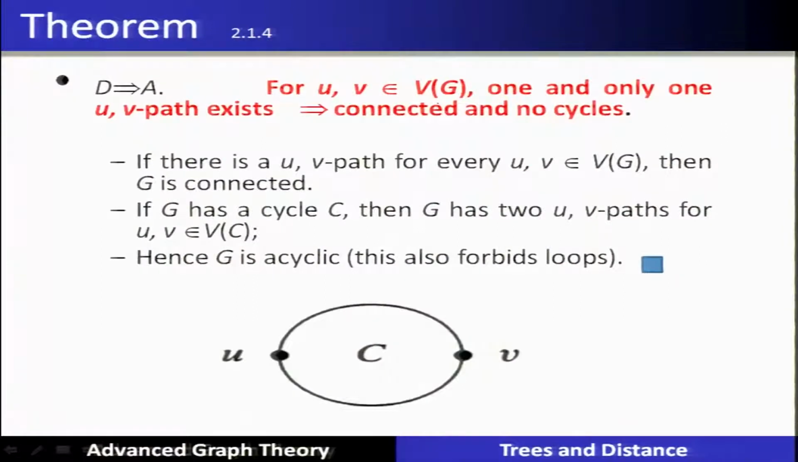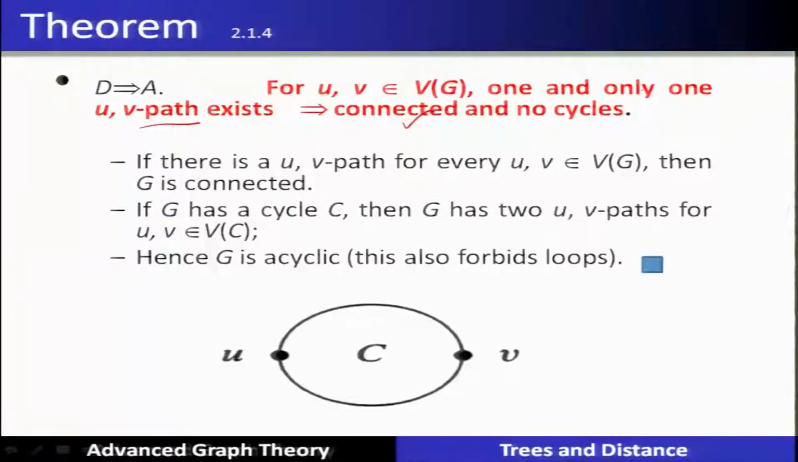The last part of this theorem, the statement of D, says that for any pair of vertices in a tree, exactly one u-v path exists, and this will imply that the tree is connected and has no cycles. Let us see the proof. Now, if there is exactly one u-v path for every u, v, then basically u and v are connected. Let us assume that it contains a cycle, and we are going to prove by contradiction.